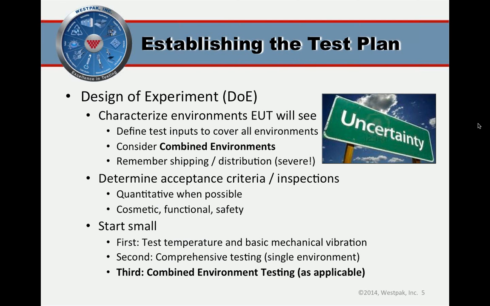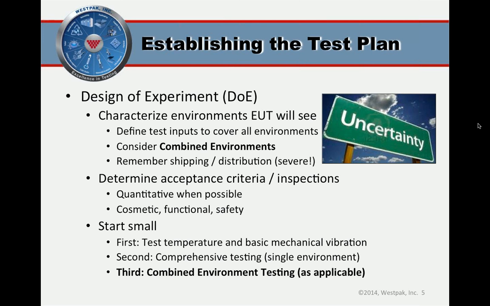Once you've done that, you should consider combined environments, and that's going to be the focus of our technical discussion in a few minutes. So where you have something like temperature and vibration combined, or temperature and mechanical cycling combined, you may have unique failure modes or issues that only occur in those combined environments. And as mentioned before, keep in mind you have to ship or distribute your product, and this can be the most severe mechanical input the product will see depending on its end-use classification.